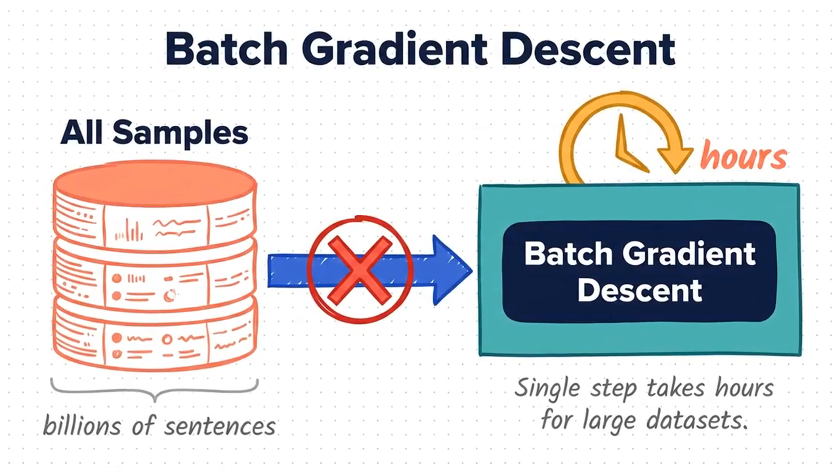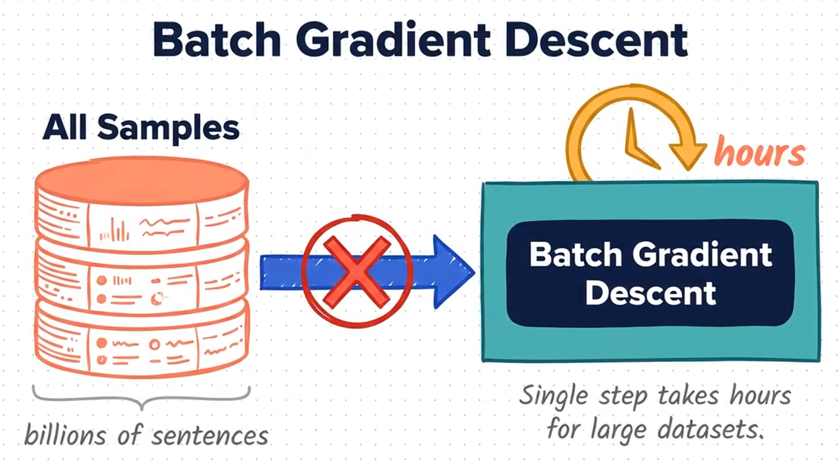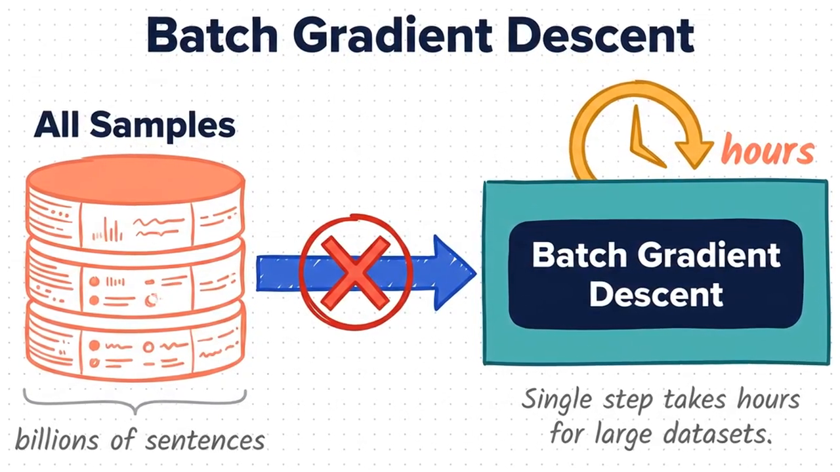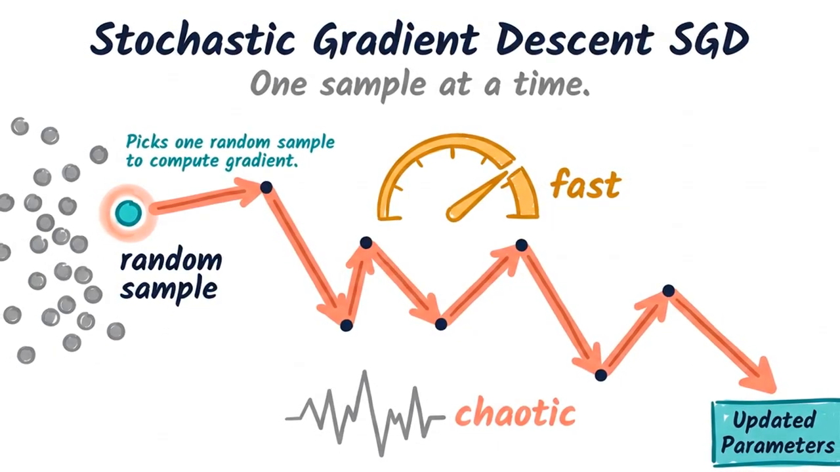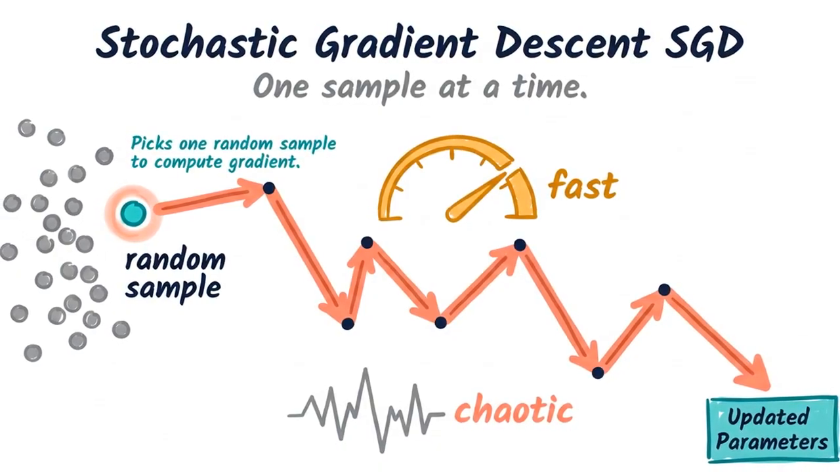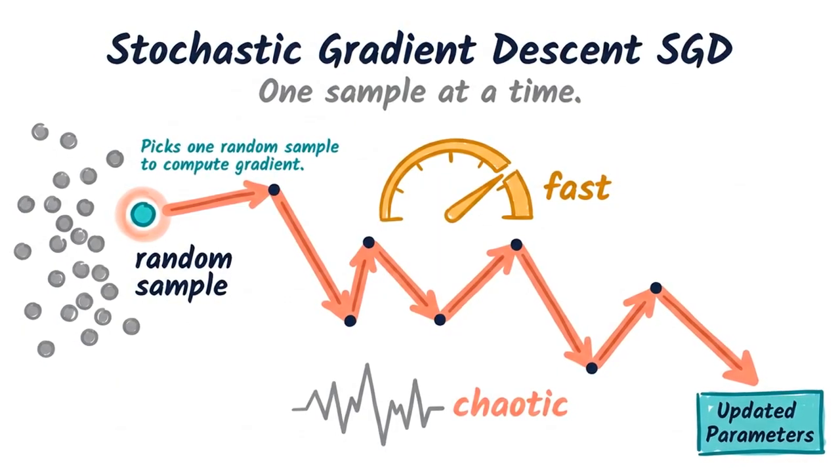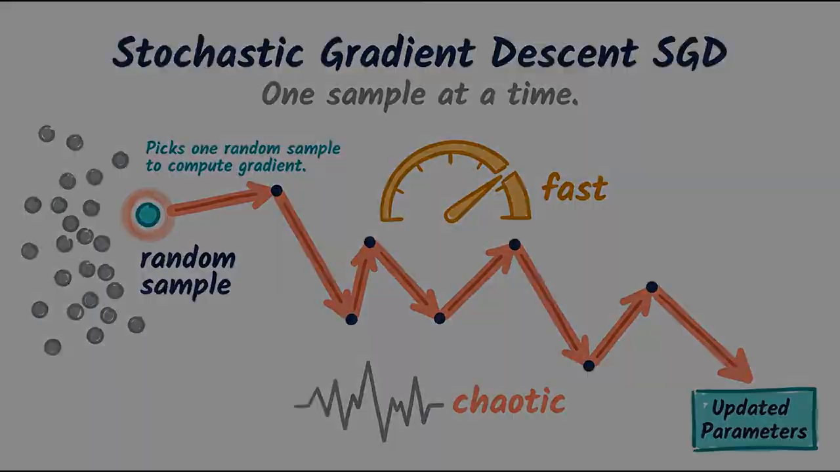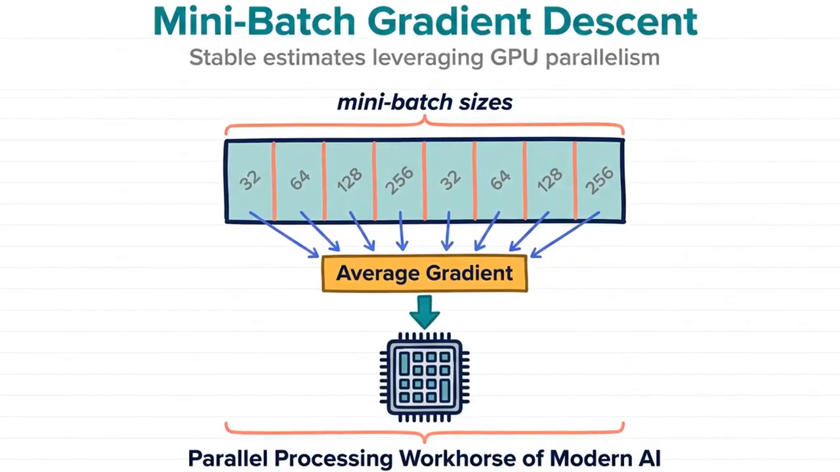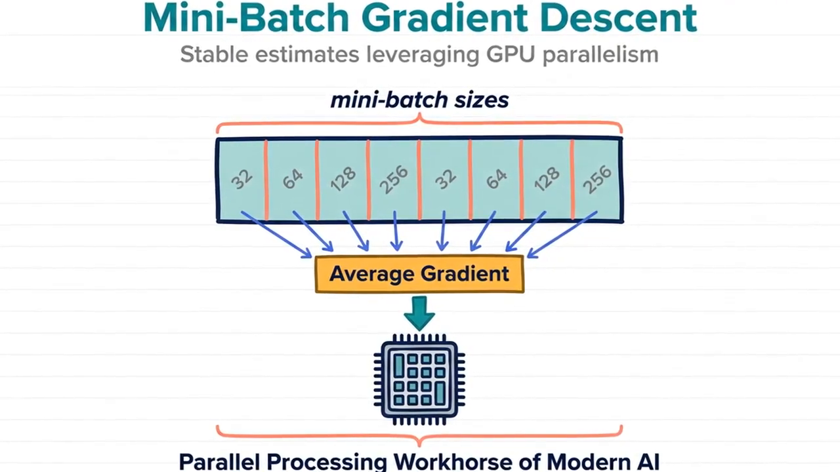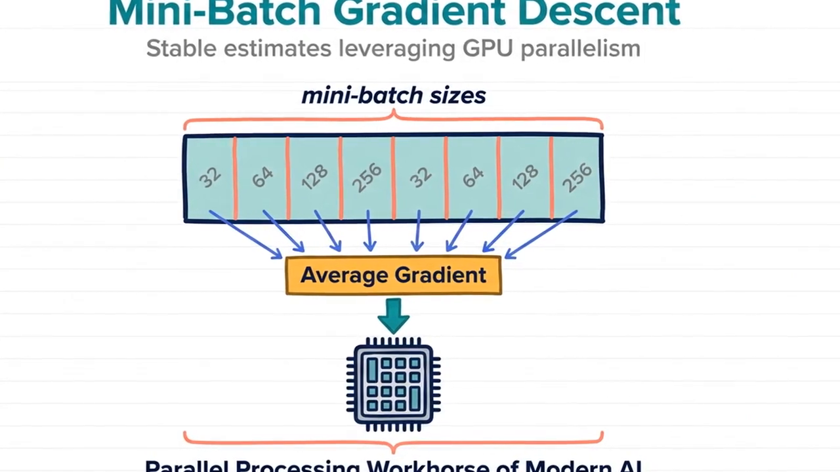To compute the exact gradient, we must evaluate our model on every single sample, a method called batch gradient descent. For datasets with billions of sentences, this single step takes hours. Stochastic gradient descent, or SGD, solves this by picking one random sample to compute the gradient and update parameters. It is incredibly fast but highly chaotic, creating a jagged zigzag path downhill. Minibatch gradient descent balances these extremes. We split our dataset into small groups, typically 32 to 256 samples, and compute their average gradient. This provides a stable estimate while leveraging graphics processing units for parallel processing, making it the workhorse of modern artificial intelligence.